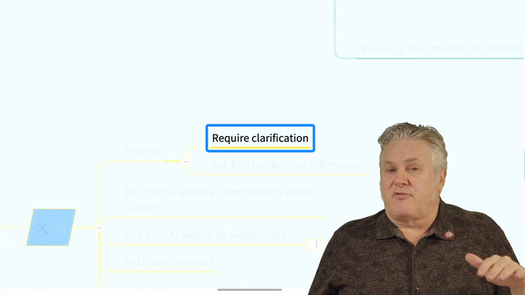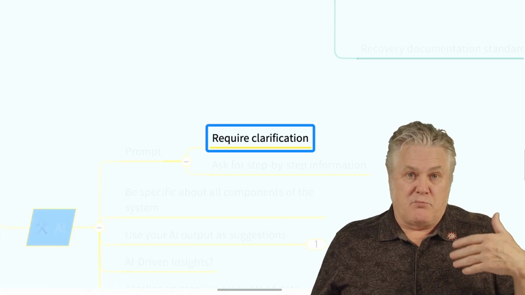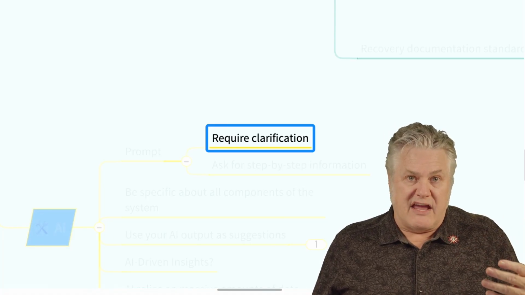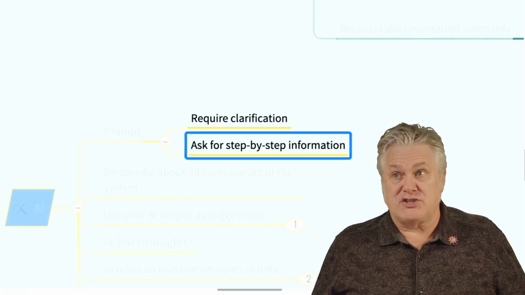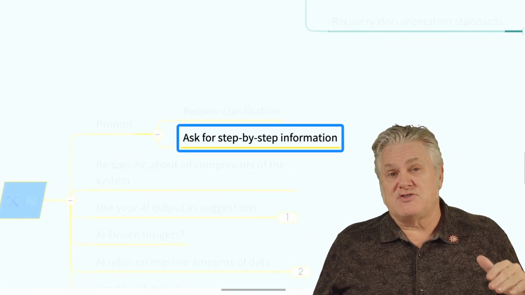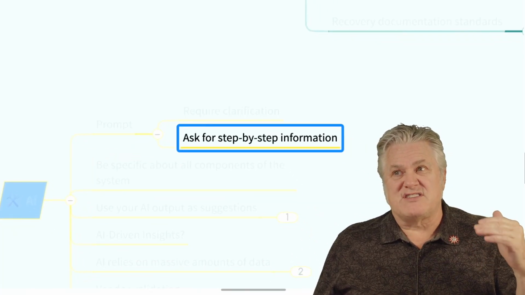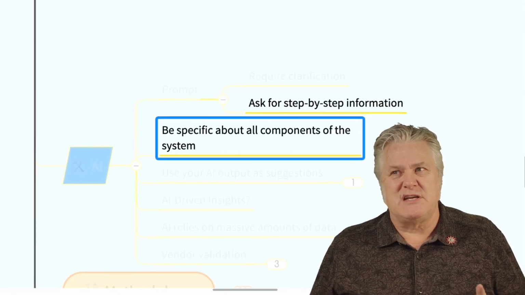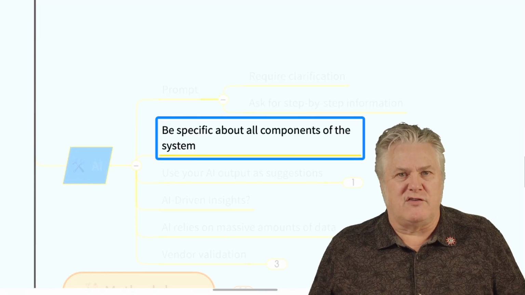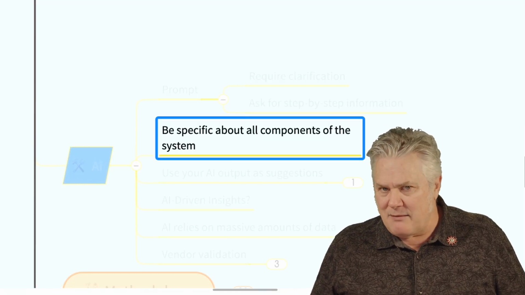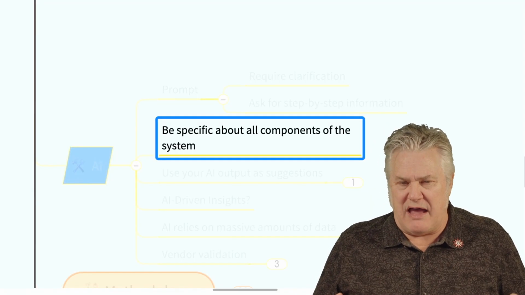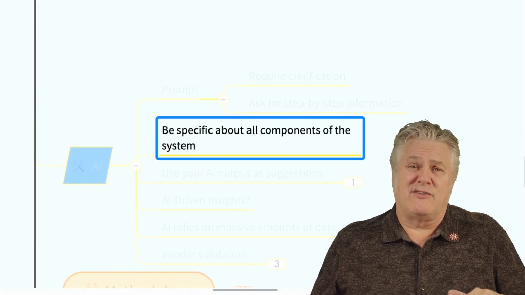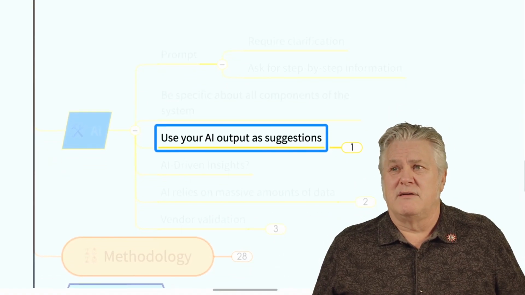Well, if you're setting up a prompt for yourself, make sure that the prompt itself is requiring clarification when necessary, because you might be in a rush. And set it up so that it always replies with step-by-step information. Okay, now you need to be specific about all of the components of the system, and you may not be. You may forget things that you have in place, or it may not understand your customized system.